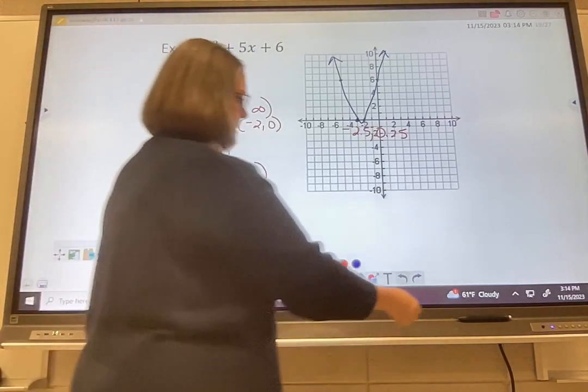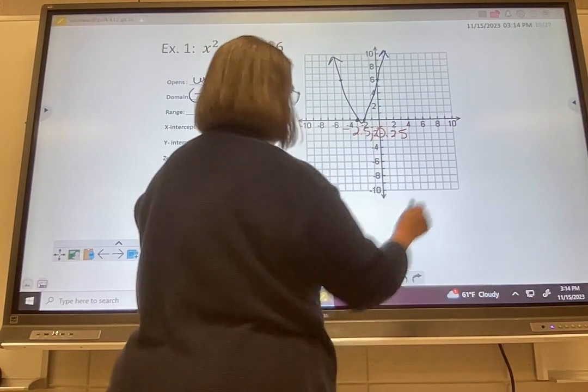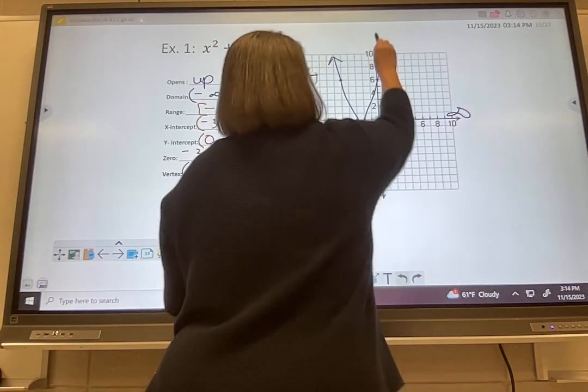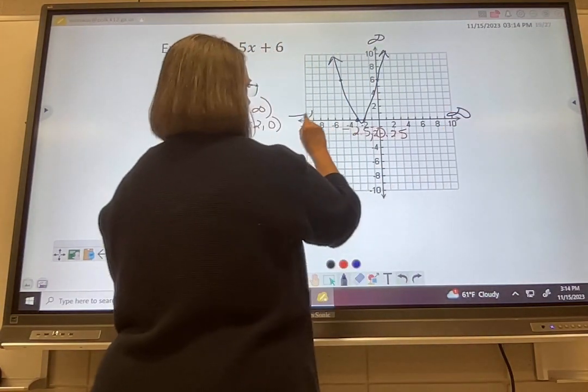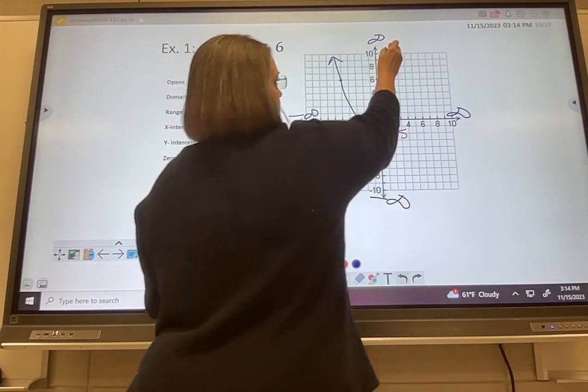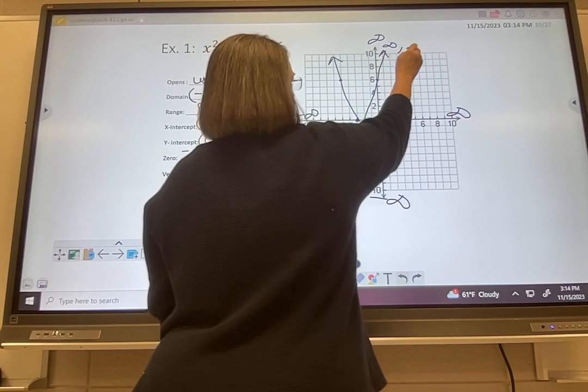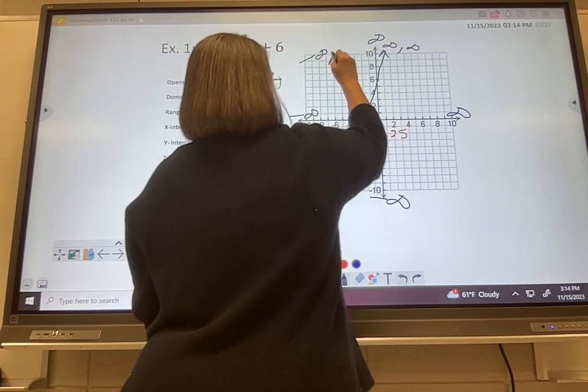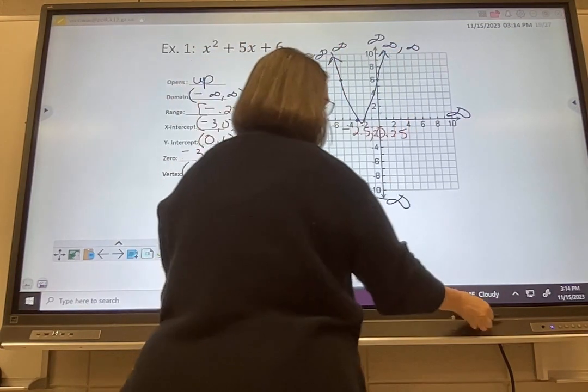Now, to do the domain, remember this is what we did before. We had infinity here, negative infinity here, and negative infinity here. And we labeled our arrows. So this arrow is infinity, infinity, and this one is negative infinity, infinity.